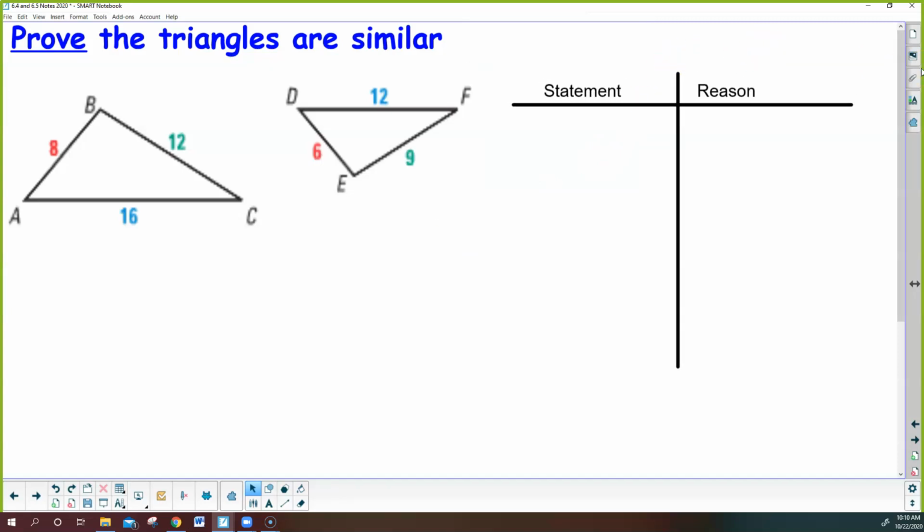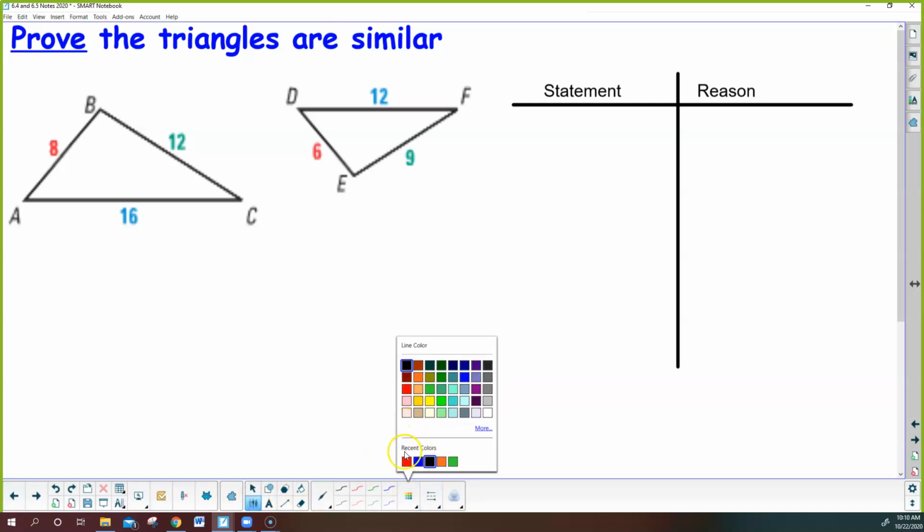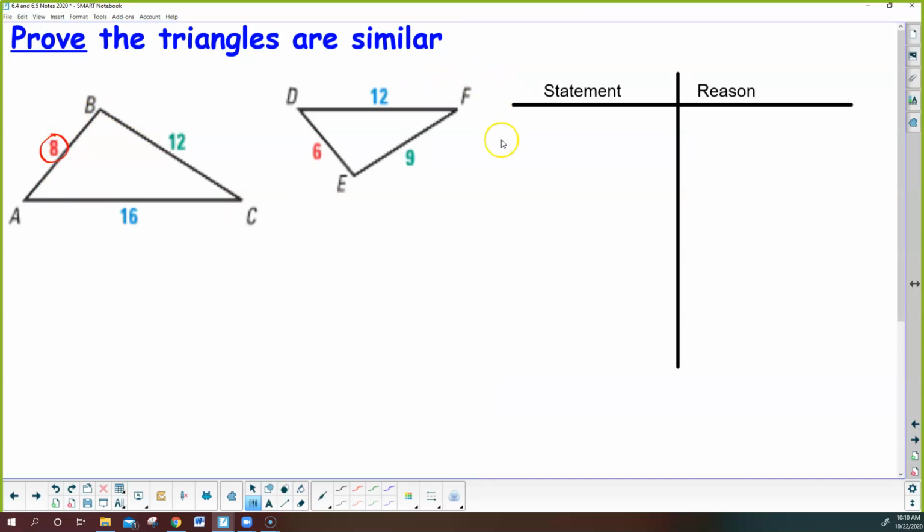All right, so how do we want to do our given information? I have three given pieces for each triangle, and I want to write them in the order that's going to make the most sense. It doesn't matter if you start with small to small, big to big, or medium to medium. You can start with whichever one. I'm going to start with triangle ABC, and I'm going to start with the small side.